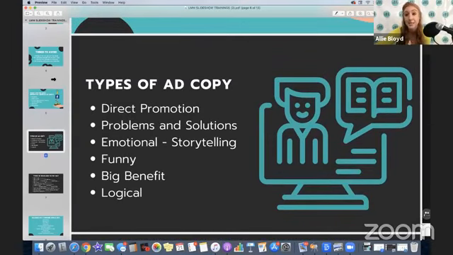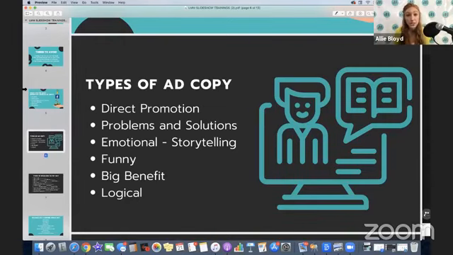So one type is easy, direct promotion. We're just going to say exactly what the offer is, who it's for, what the details are, and tell them what to do next. This type of direct promotion is not going to work for every business. It's not going to work for every audience. It's not going to work for every offer. But if you have an offer that you feel like is strong enough to stand on its own two feet, that doesn't need a lot of explanation or convincing, or you have a really strong, warm audience, this can be a great type of ad copy.